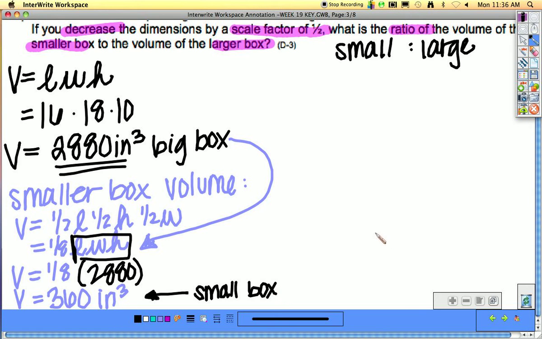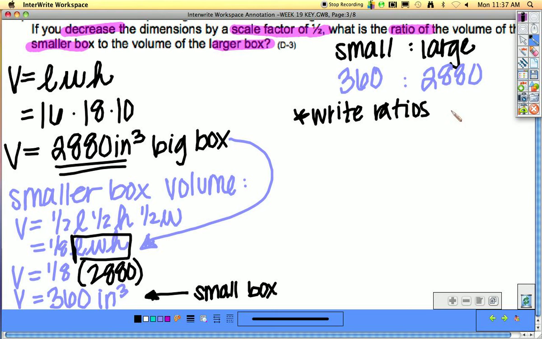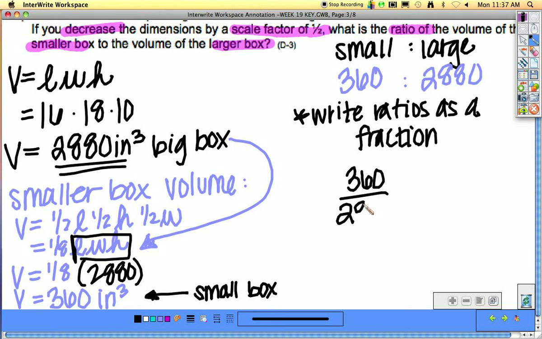All right, so I'm almost done. I'm not quite done. The next part of the question that I have to answer is the actual ratio of the small to large box. So the small box I see is 360. The large box is 2,880. And remember, we write ratios as fractions. So I have 360 over 2,880. And when you simplify that ratio, you should get 1/8.